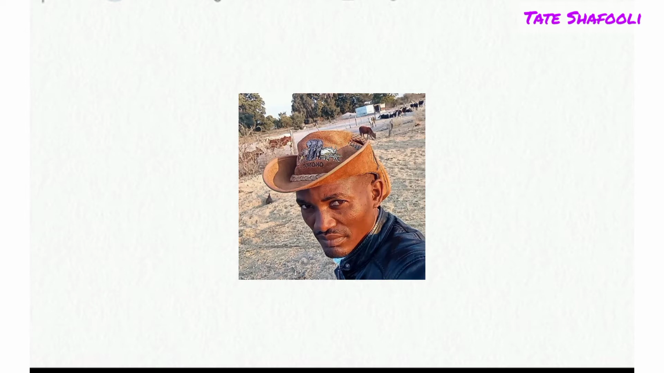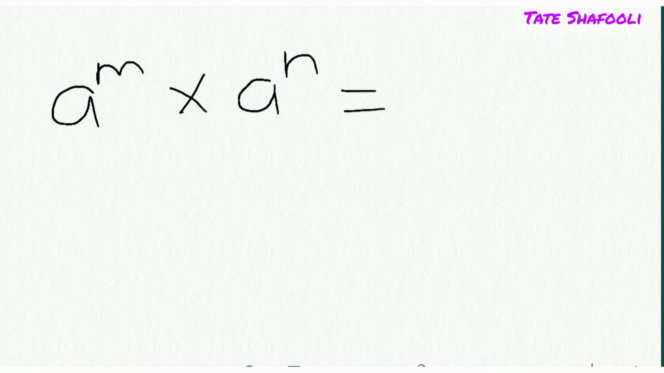Welcome to my channel, and in today's lesson we'll be looking at this rule of indices. a to power m multiplied by a to power n is equal to, or it's the same as, a to power m plus n.